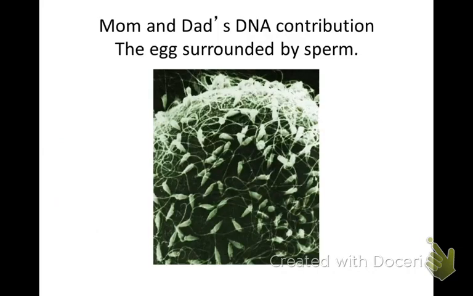Okay, so this is a picture of an egg. So the big round part is an egg. And you can see the sperm all over it. So all those little white things are the sperm attaching to the egg. So it just says mom and dad's DNA is the contribution. So that's how you get the DNA to make the offspring. Okay.